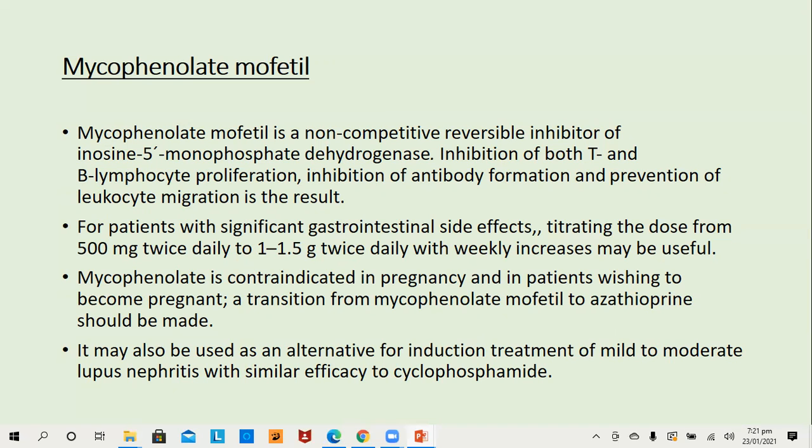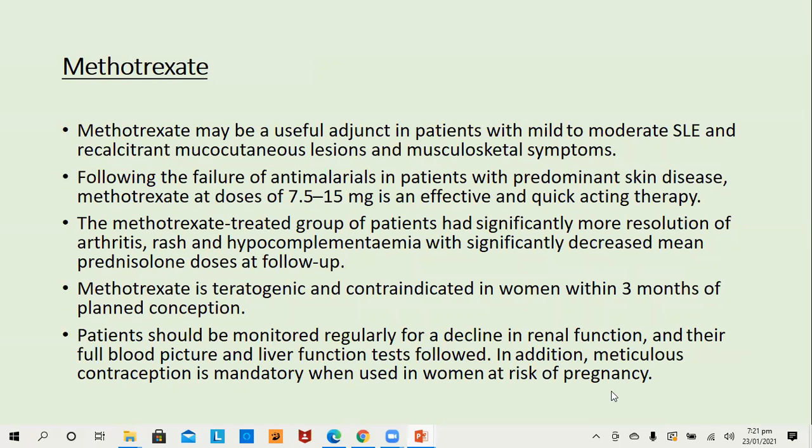Mycophenolate mofetil is, however, contraindicated in pregnancy, and in patients wishing to become pregnant, a transition from mycophenolate mofetil to azathioprine is made. It may be used as an alternate for induction treatment of mild to moderate lupus nephritis with similar efficacy to cyclophosphamide. So if cyclophosphamide is not used, then the second drug to be used in induction therapy of lupus nephritis is mycophenolate mofetil.